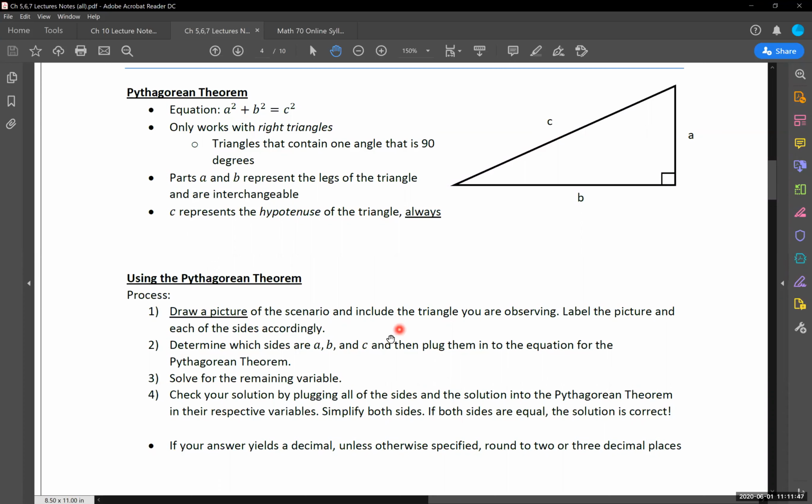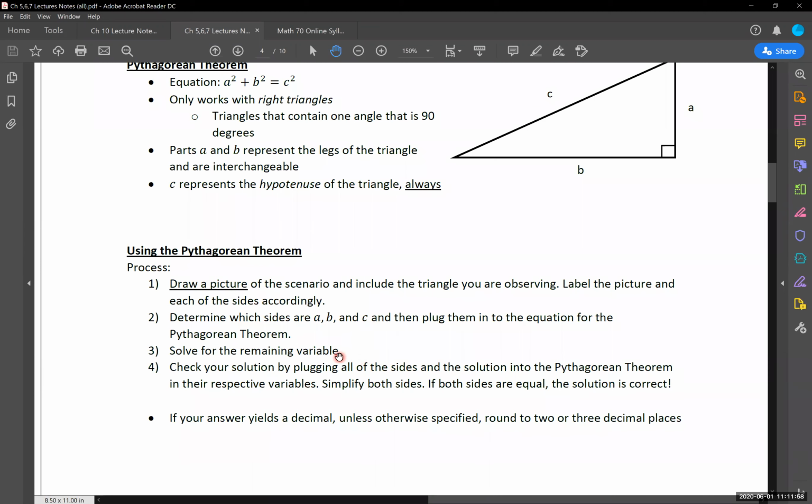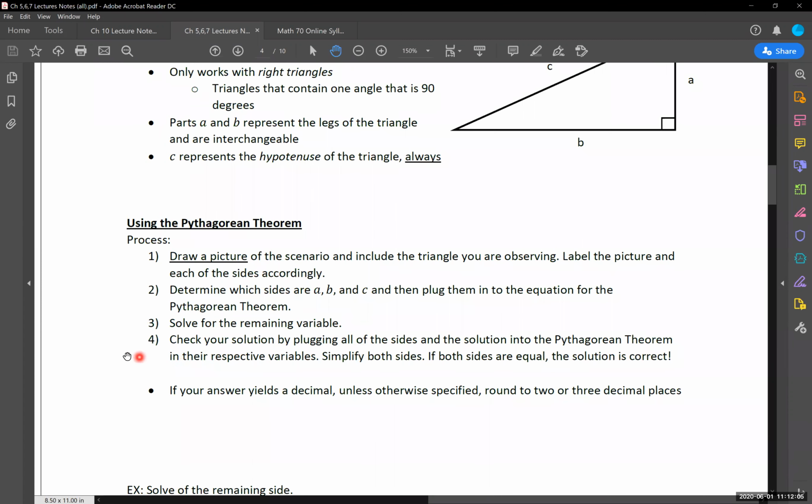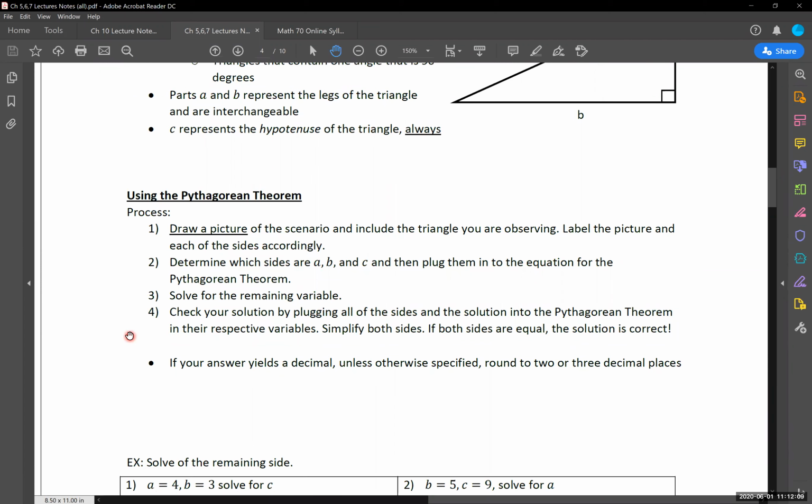So once we've labeled everything accordingly, we determine which sides are A, B, and C values, plug them in, and solve for what's left over. And again, we're using the square root to solve what's left over in that problem after simplifying both sides. I think people did quite well. If memory serves me correctly, just about everyone did quite well with this on the test.